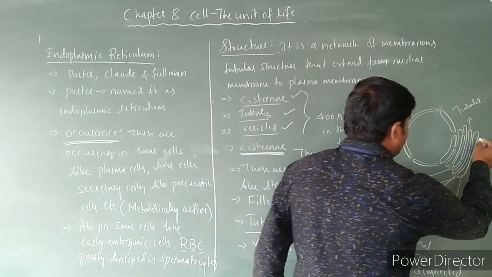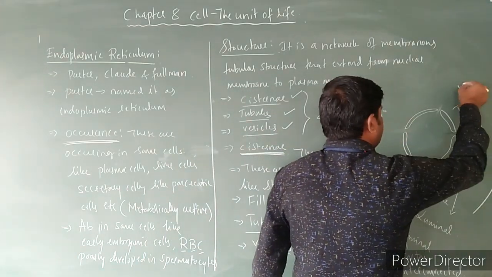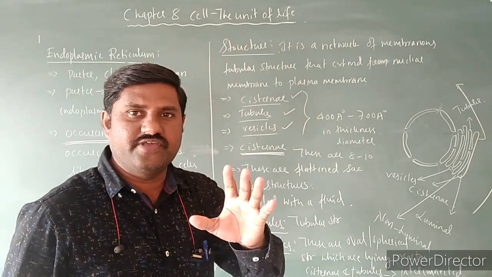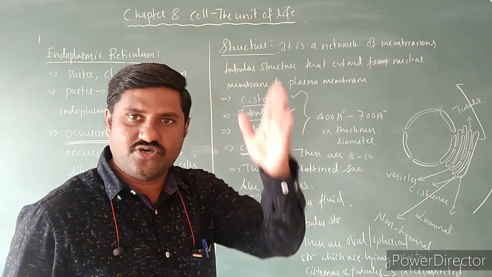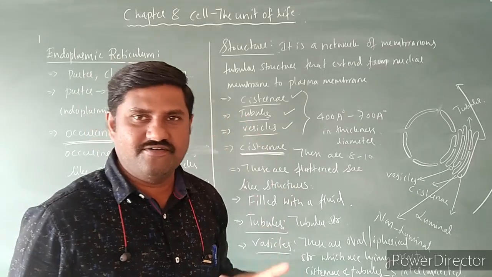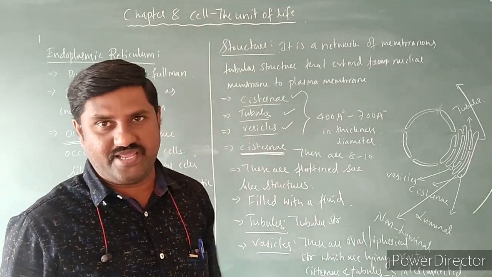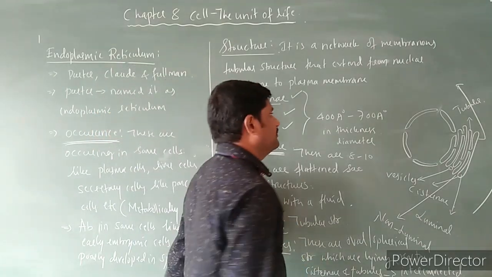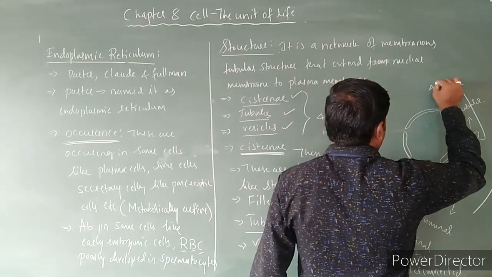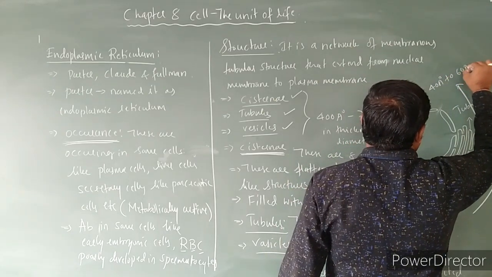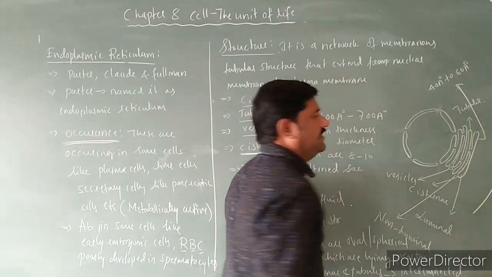And the thickness of the membrane in this one. The thickness of the membrane, already we know, is 75 angstrom units in case of the plasma membrane. The same way, here it is 40 angstrom units to 60 angstrom units, right?